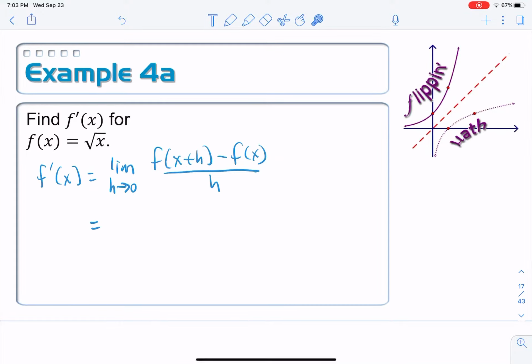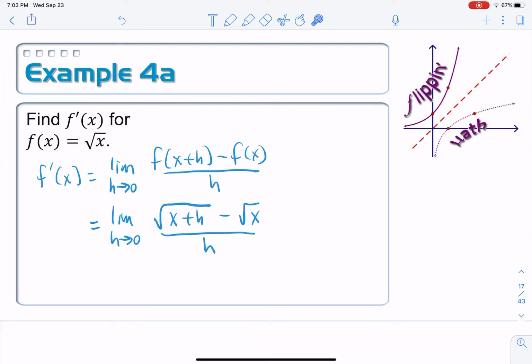So now I'm going to plug stuff in and get the limit as h goes to 0. I don't need the f anymore. I need the square root of x plus h minus the square root of x, all over h.